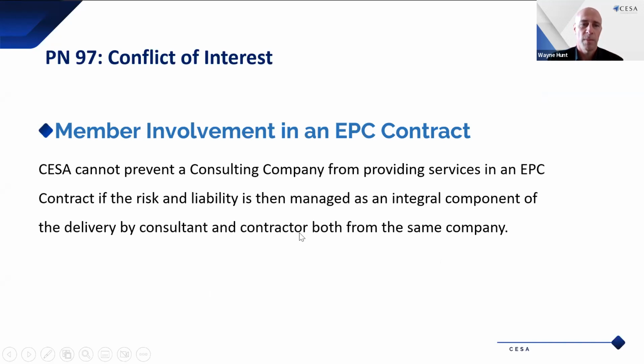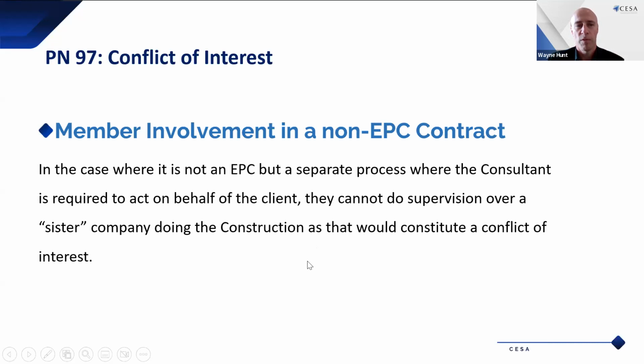Conflict of interest where member involvement is in an EPC contract: CESA cannot prevent a consulting company from providing services in an EPC contract if the risk and liability is managed as an integral component of the delivery by a consultant and contractor, both from the same company. So if it is managed and there are checks and balances to make sure that things don't go wrong, then it can happen. Where you've got member involvement in a non-EPC contract, a separate process where the consultant is required to act on behalf of the client, they cannot do supervision over a sister company doing construction, as that would constitute a conflict of interest.